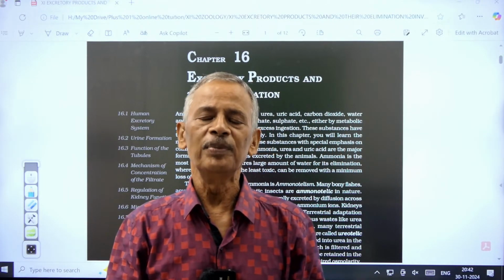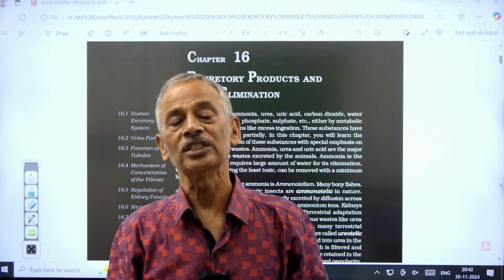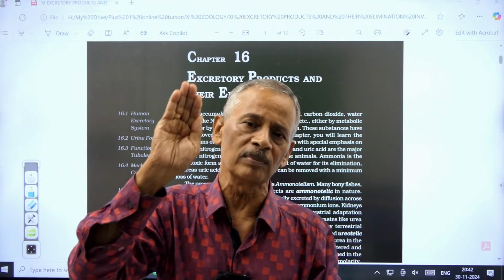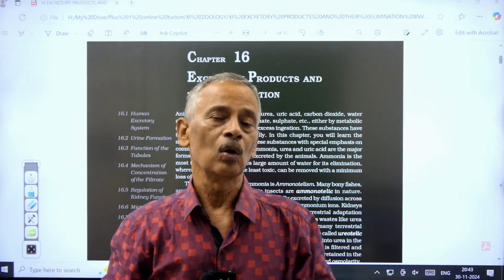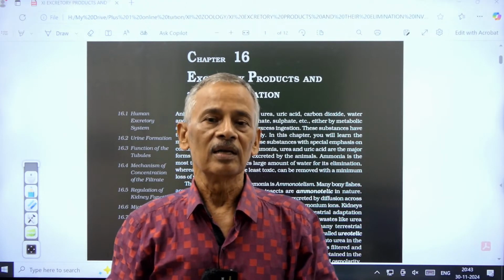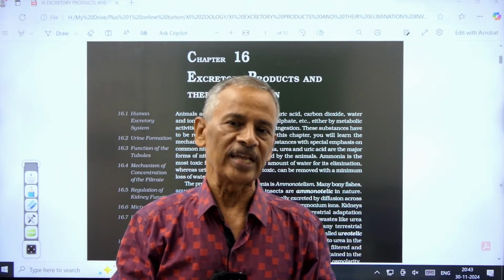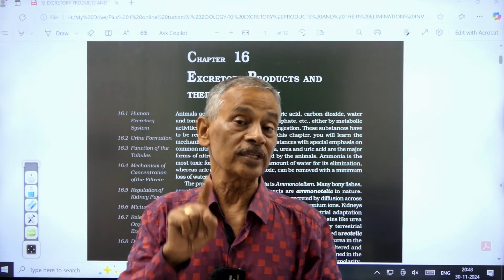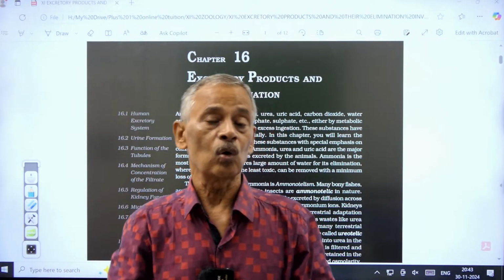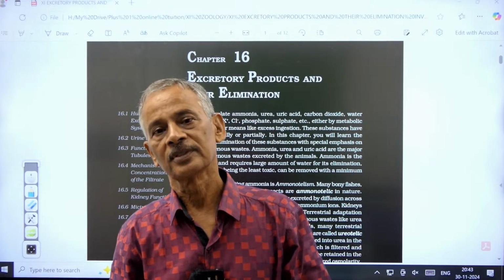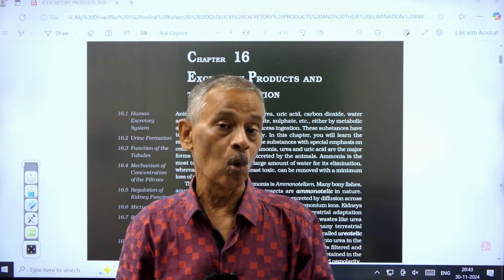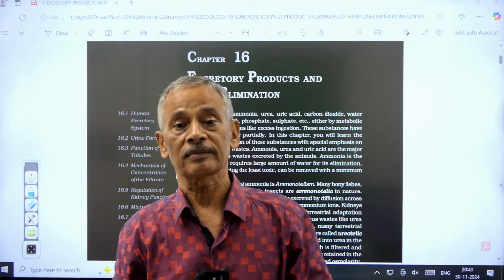Ammonia will be easily diffusing through the general body surface. So it is not at all a problem. Excretion is not at all a problem in lower invertebrates like sponges, coelenterates, etc. But that is not the case with advanced organisms, especially those who cannot afford loss of water.